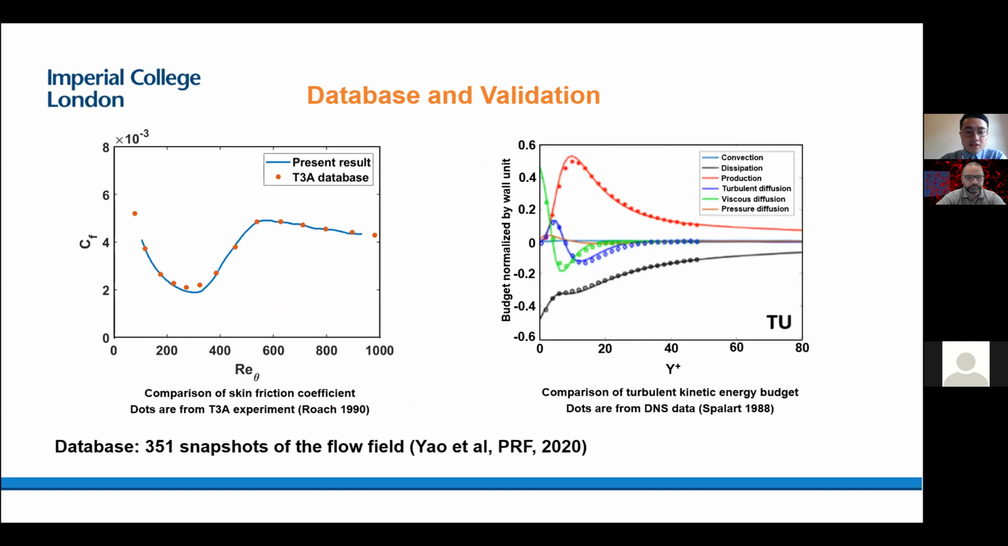And here we show some validation cases of our database. So the skin friction coefficient is compared with the T3A experimental data. We have also calculated the TKE budget at the fully turbulent region compared with previous DNS data. All showed very good agreements. And our DNS database has 351 snapshots of the flow field. And for more details of our DNS simulation in terms of the numerical scheme and boundary conditions, please find the paper we published last year.